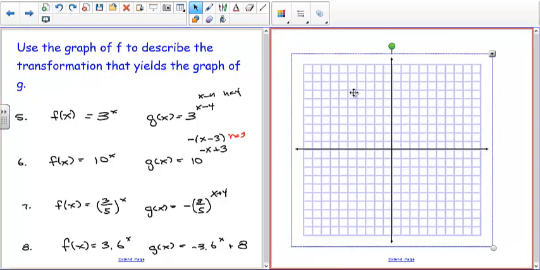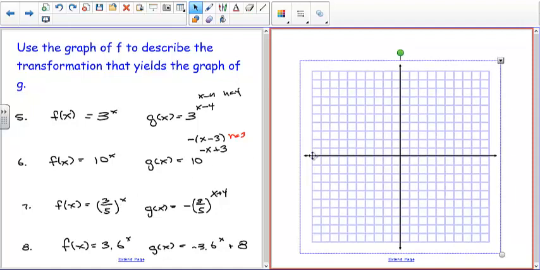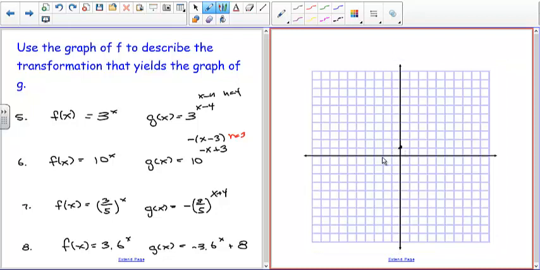Okay, next one, we have 3/2 to the x power. So when x equals 0, you're going to have 3/2 to the 0, which is 1. When x equals 1, you're going to have 3/2, which is going to be about right here. When x equals -1, you're going to take the reciprocal of that, which would be 2/3. So you have that.